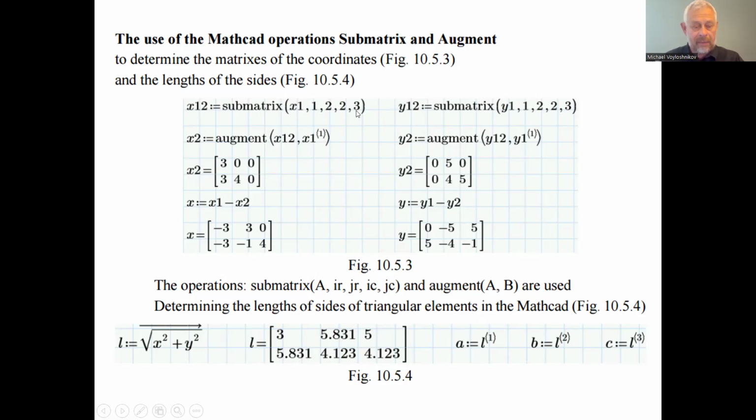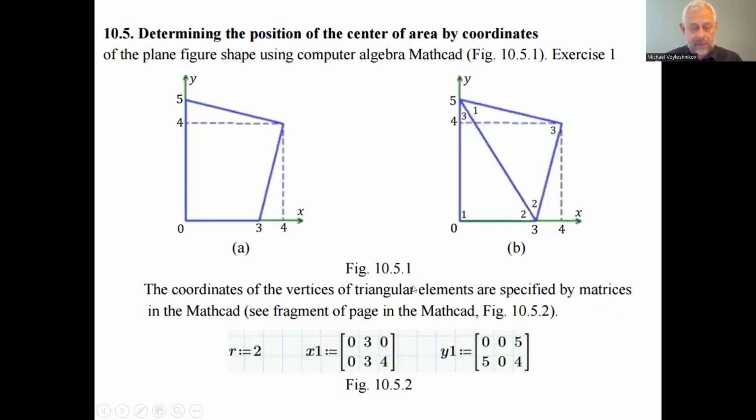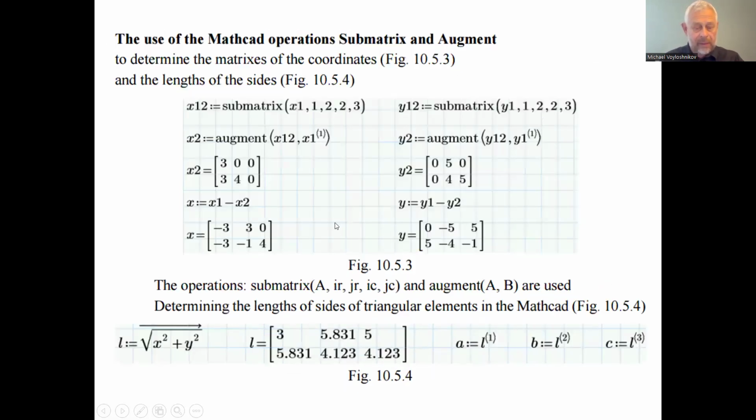After that, we can take this one part, the right part, and put to the right of it the first column of this matrix. How to do that? This is by the augment function. So this is defined previously.